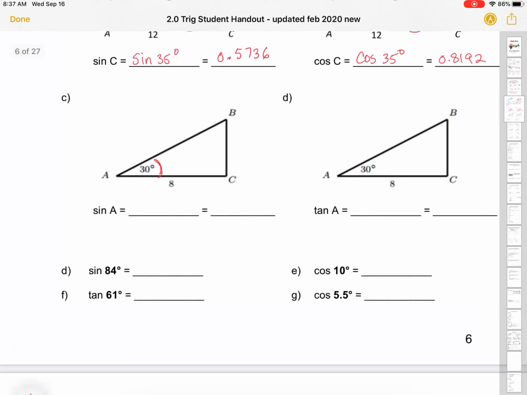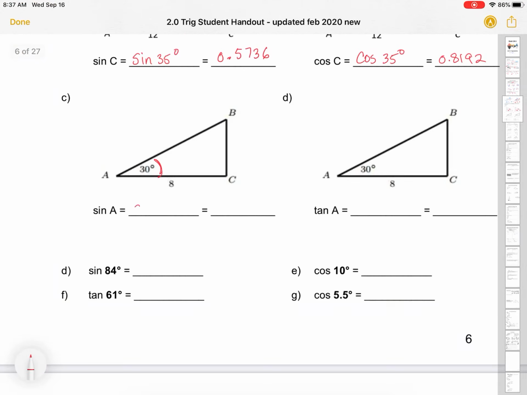And then here, sine of 30, because it's sine of A and A is 30. So we'll put that in, and we'll get 0.5, and it just rounds. Tan of 30, because tan A is tan 30, is 0.5773. Actually, it rounds up to 4. Okay? And you can try these.